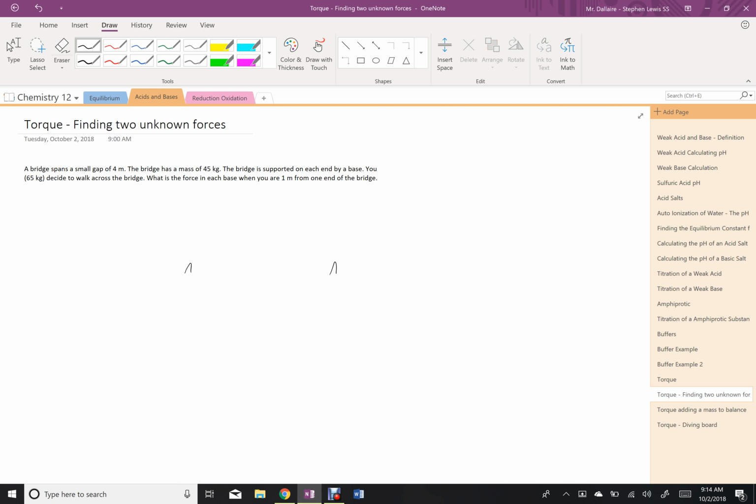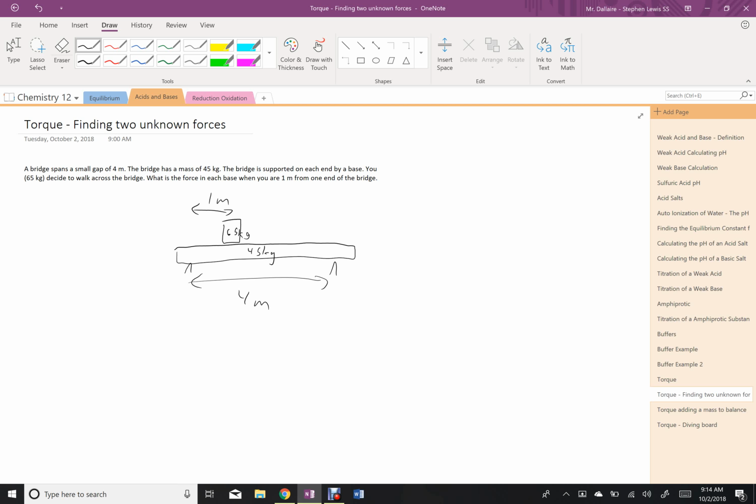So there's a base, there's a base, and this is going to represent our bridge. Our bridge has a mass of 45 kilograms. And then there's you. This was 4 meters, and you are 1 meter away from the end of one bridge. And just for the sake of having a common mass, your mass is now 65 kilograms.